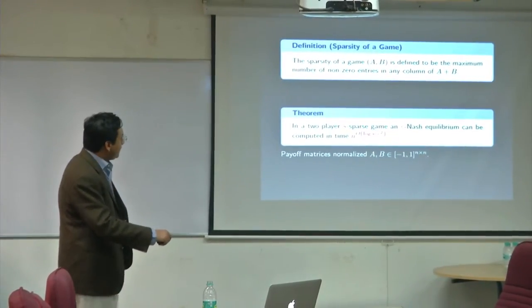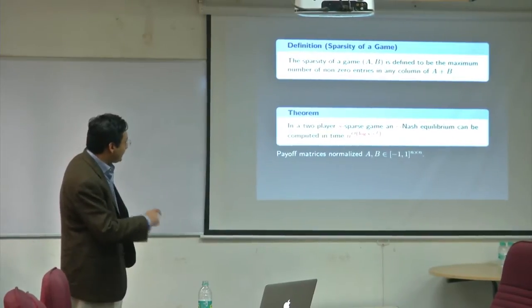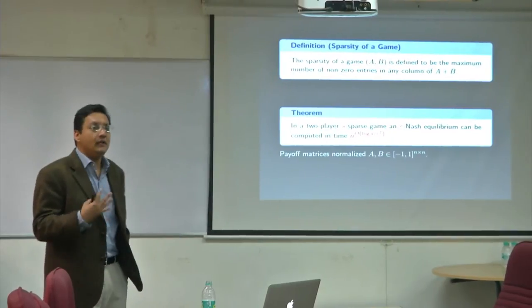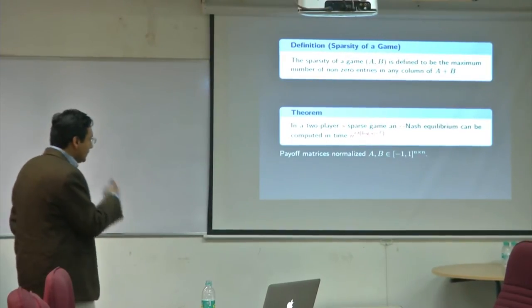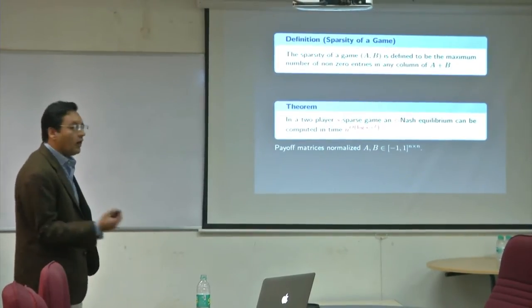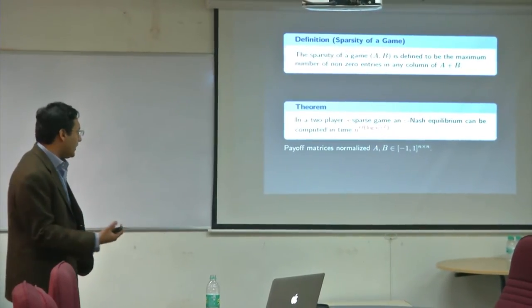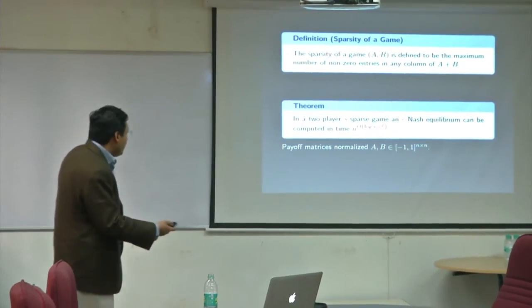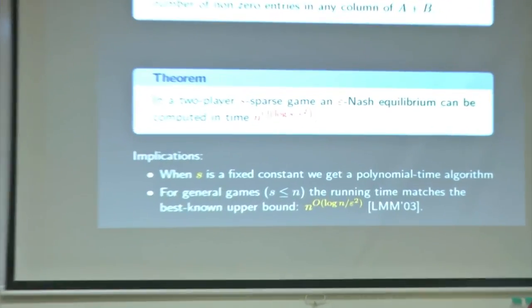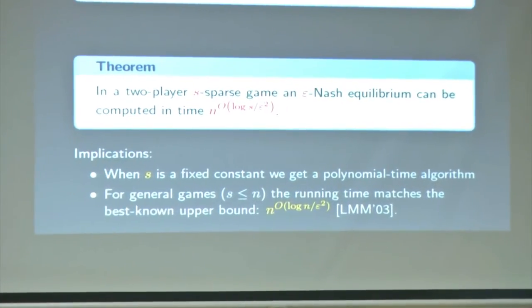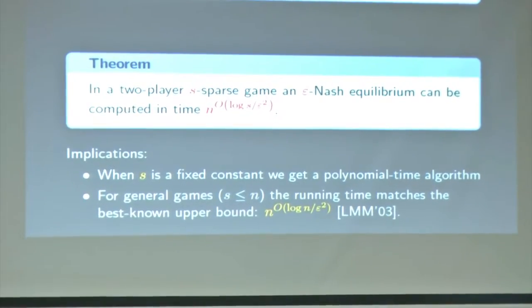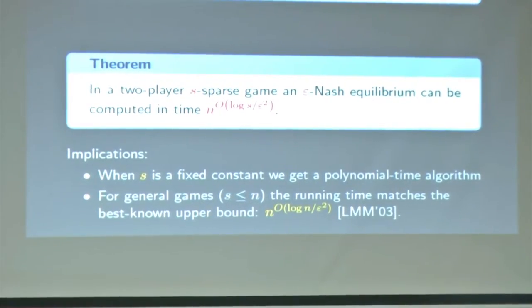What we can show is that in an s-sparse game, where the sparsity is as defined, one can find an approximate Nash equilibrium in time n to the log s. The dependence on epsilon is as shown here, and as is typical, the payoffs are normalized between minus 1 and 1. A useful implication of this result is that when s is fixed, the game is near zero-sum. So per column, I have a fixed number of non-zero entries. Then s is fixed, log s is fixed, and I get a polynomial time algorithm for computing an approximate Nash equilibrium.